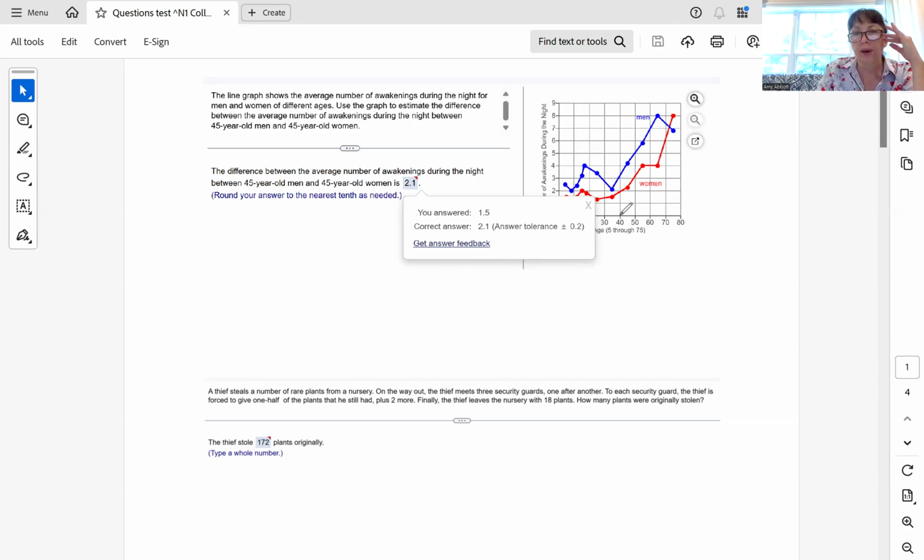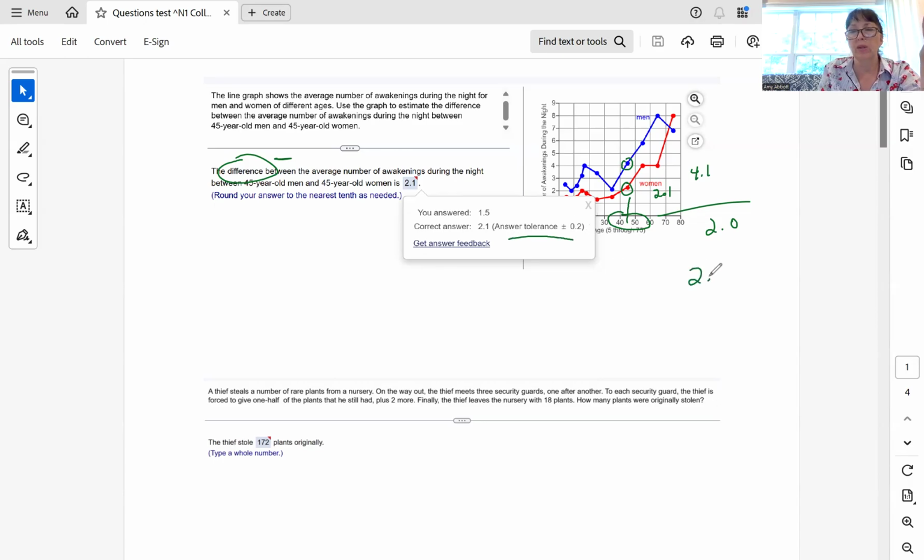So 45 is between 40 and 50. And so for the women, it looks like maybe 2.1. And then for the men here in blue, I would guess 4.1. And so when I subtract the two of those, because it wants to know the difference means subtract, I get 2. Now they have for their answer 2.1, but it says we have a tolerance of plus or minus 0.2.